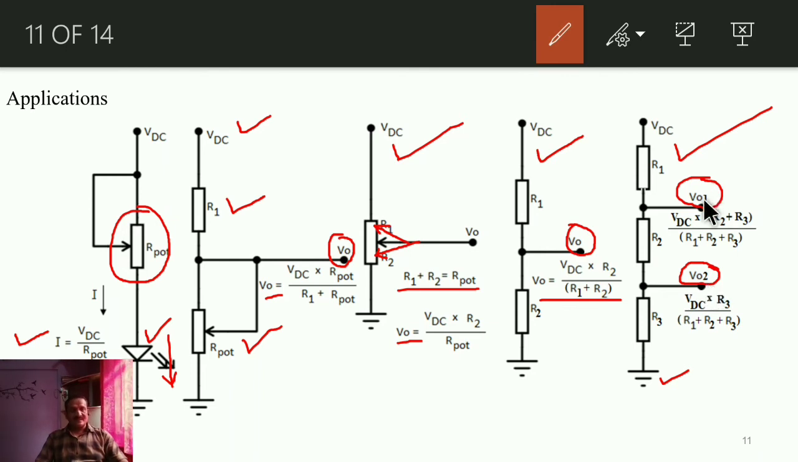Why? Because for VO1 we are taking the voltage across the series combination of R2 and R3, while VO2, the output voltage, is across R3 only. That's why the formula is also written over here. It is VDC into the series combination of R2 and R3, that is R2 plus R3, divided by the total resistance, that is R1 plus R2 plus R3. And over here it is only VDC into R3.